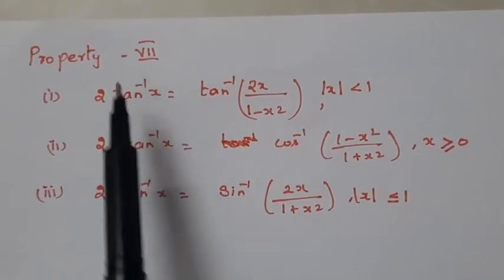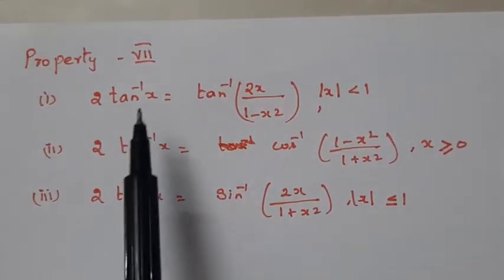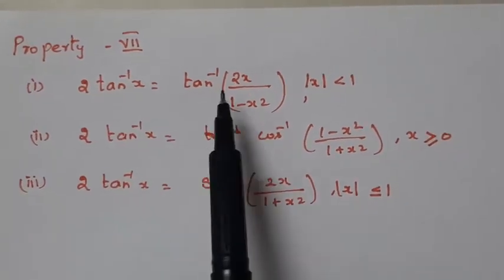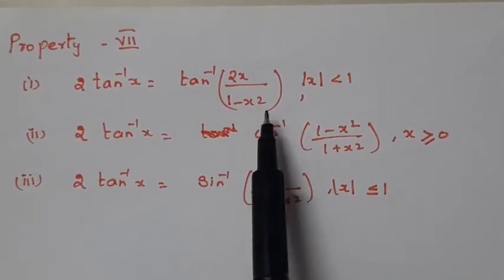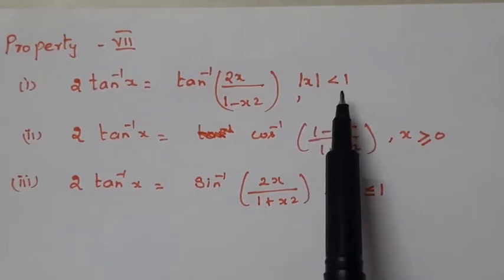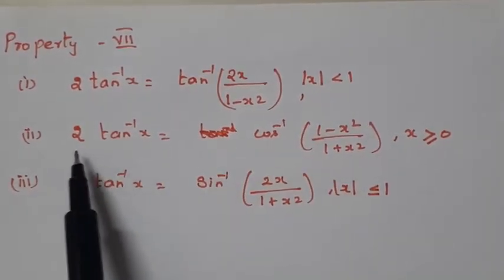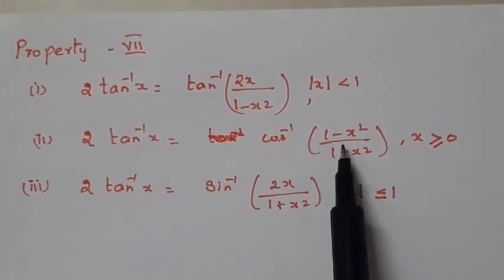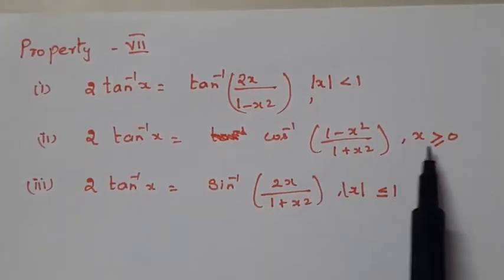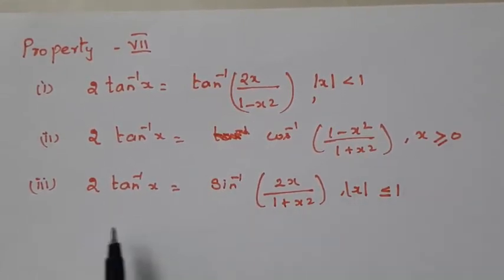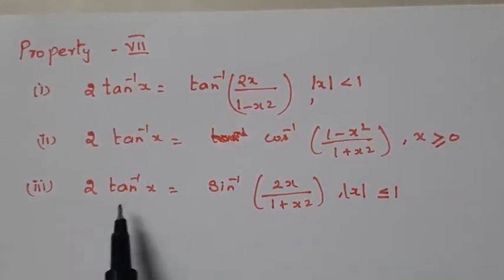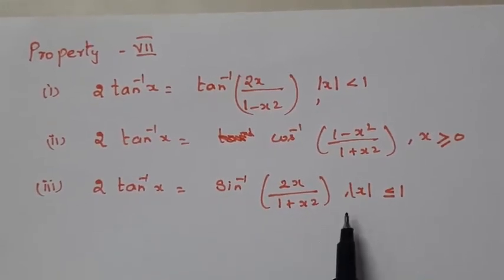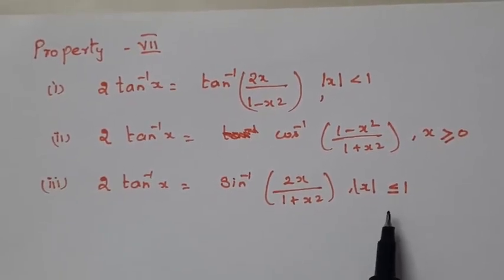7th set of property. So, what are the identities in this property? First one is 2 tan inverse of x is equal to tan inverse of 2x by 1 minus x squared, where modulus of x is less than 1. And then second identity is 2 tan inverse of x is equal to cos inverse of 1 minus x squared by 1 plus x squared, where x is greater than or equal to 0. And the third identity is 2 tan inverse of x is equal to sin inverse of 2x by 1 plus x squared, where modulus of x is less than or equal to 1.